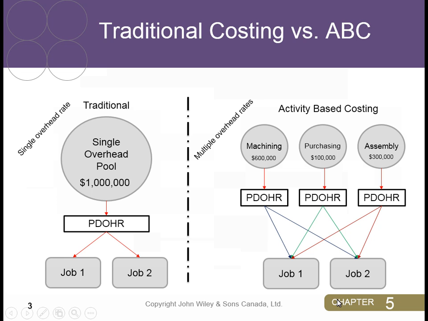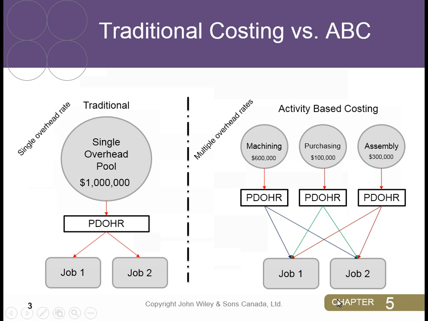So in ABC costing, there's a flow. The first thing that you need to do is identify those activities that consume resources. And then you can combine them into activity pools, like we've done here. So we've combined them into machining and purchasing and assembly. Then you have to assign the estimated cost to each of those pools, and then you can just go about your business and allocating overhead the normal way you always would.